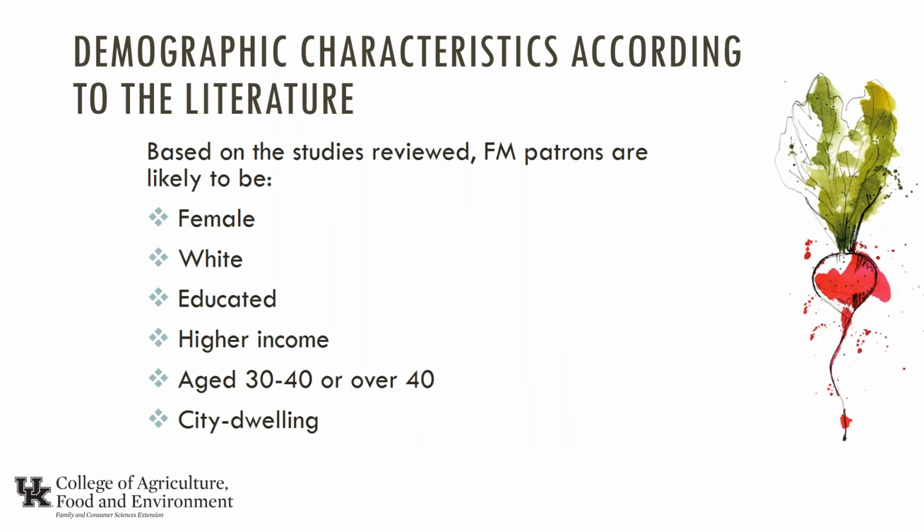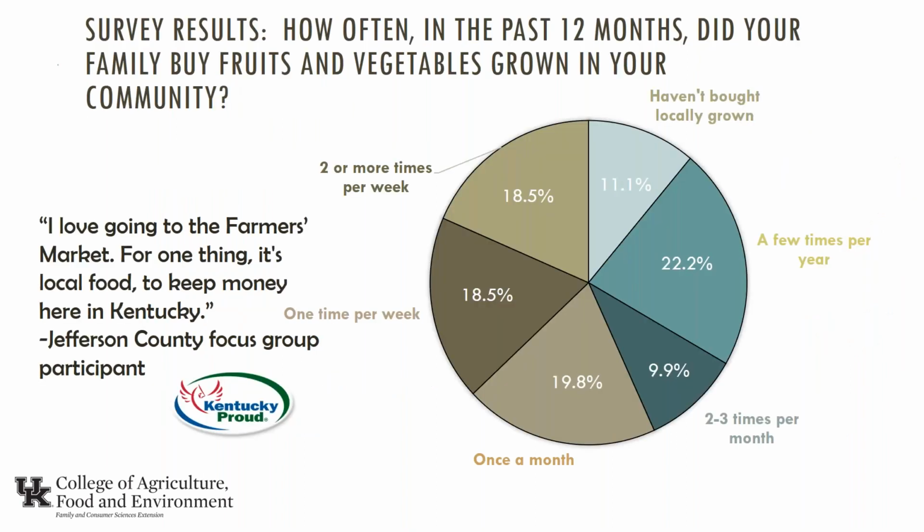From the literature that we reviewed before we did our focus groups and surveys, we knew that farmers market patrons in general tend to be female, white, educated, in a higher income bracket, between 30 and 40 or over 40, and living in cities. So basically, the average person shopping at a farmer's market is not our target audience. So we needed to set out to find out why.